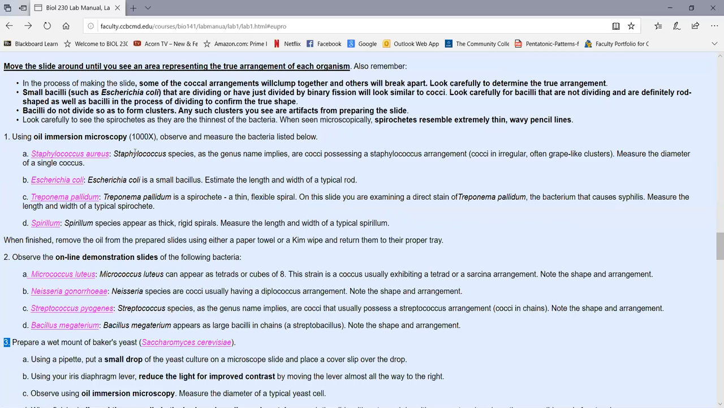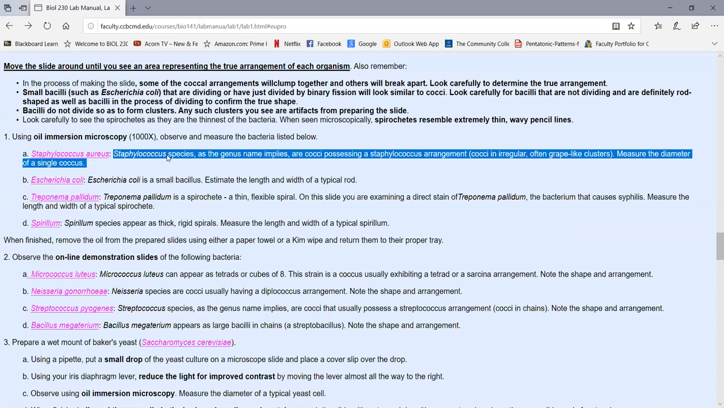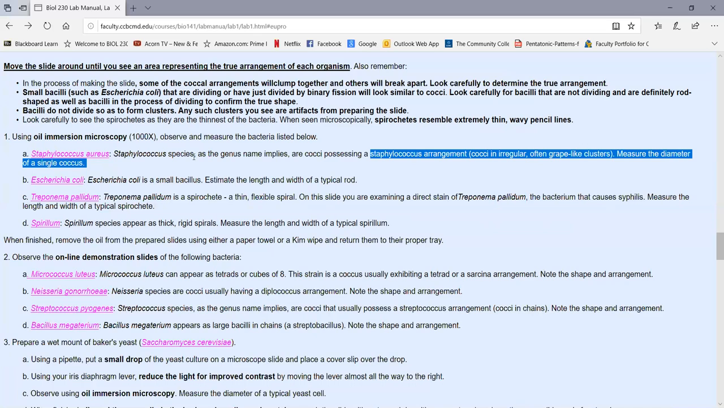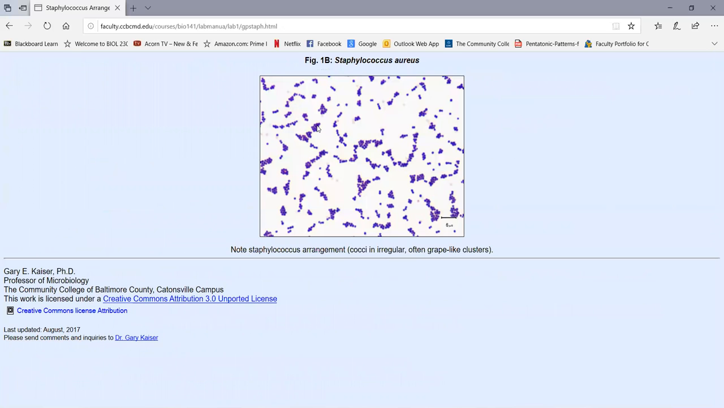So the first slide is the one we'll actually do as a class because it's easiest to find, Staphylococcus aureus. First of all, the arrangement is very easy here because the bacterium happens to be named after its arrangement. This has a staphylococcus arrangement, cocci in irregular grape-like clusters, and that's what the genus is named after. And of course, the shape would be coccus. Now, once you get that in focus, make sure you find a good area where you can actually see the staphylococcus arrangements. Not where they're just a big glob of bacteria forming a solid mass, but we can see actual arrangements. And then you want to measure the diameter of a single coccus using your ocular micrometer.